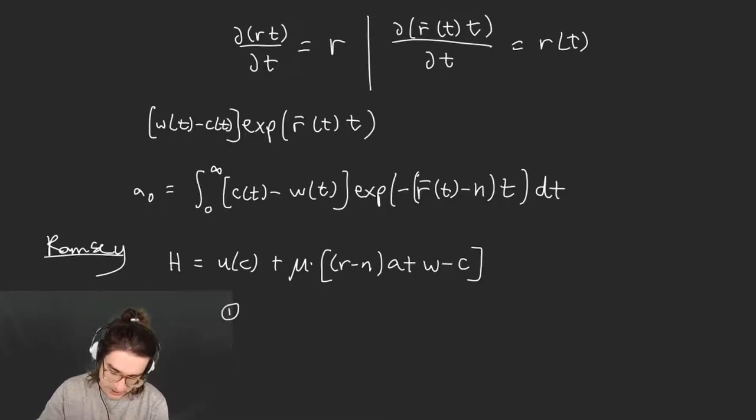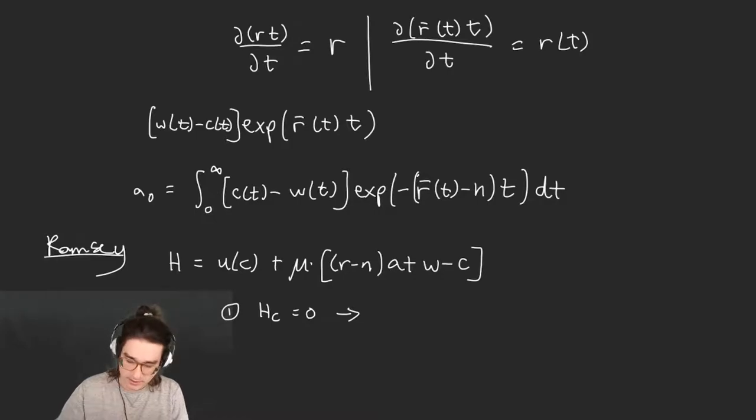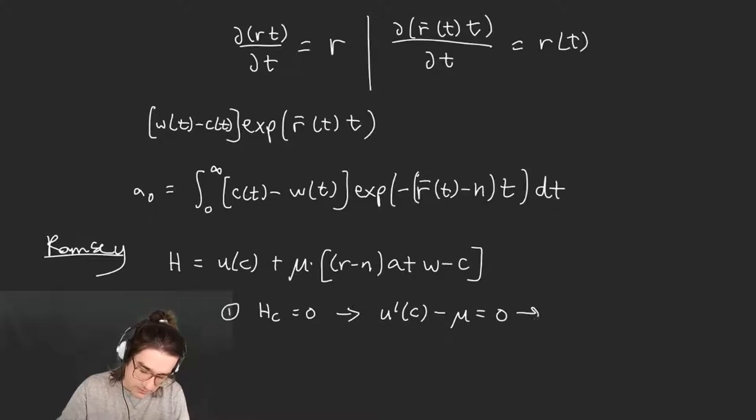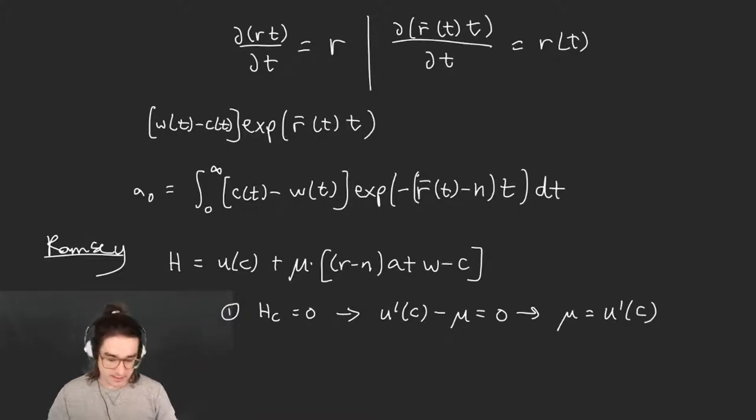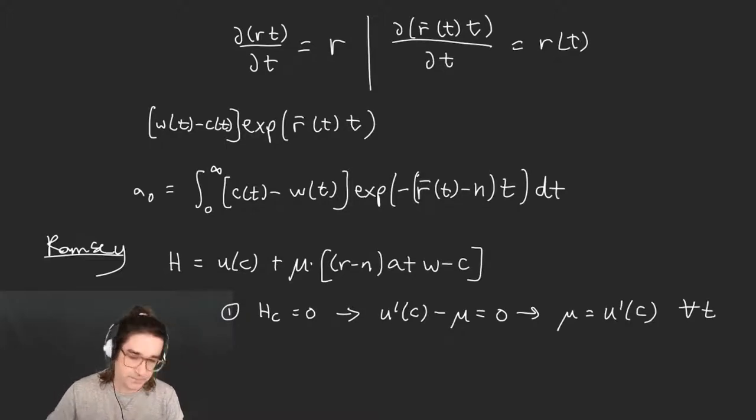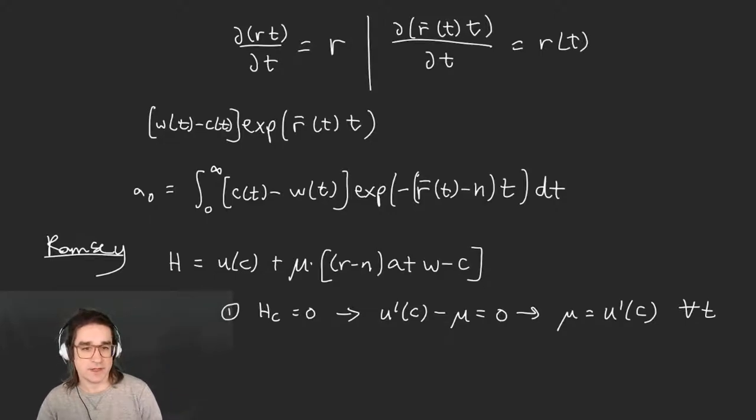So condition one, H_C equals zero. The derivative of that Hamiltonian with respect to C equals zero. In this case, that means that U prime of C minus mu equals zero, which means that mu equals U prime of C, for all T. So that's our standard first order condition, optimally choosing the consumption path given the path for mu.